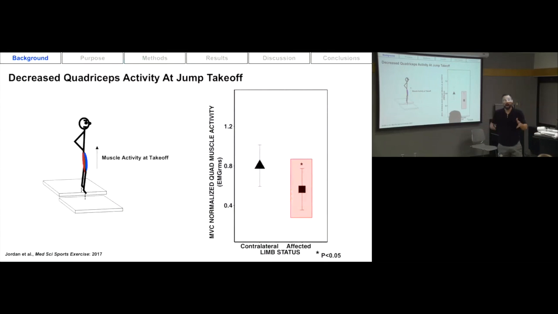So again, one of the highlights that comes out of this research project that I wanted to share was that when we looked at the quadricep activity at takeoff in the ACL Reconstructed group, we found a lower MVC normalized quadricep muscle activity in the affected limb, so the ACL Reconstructed limb, comparatively to the contralateral limb. So that was one of the findings that came out of that particular study.